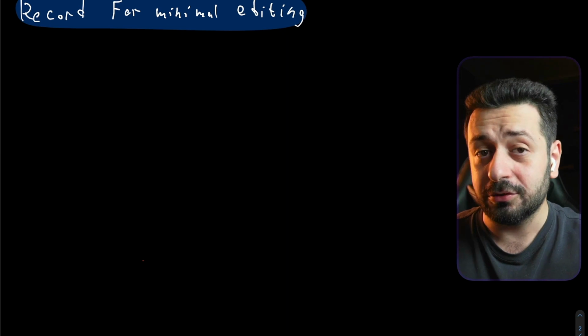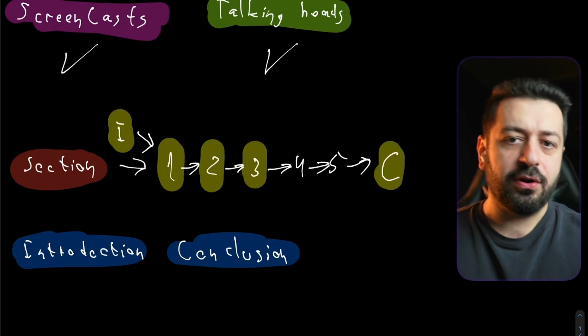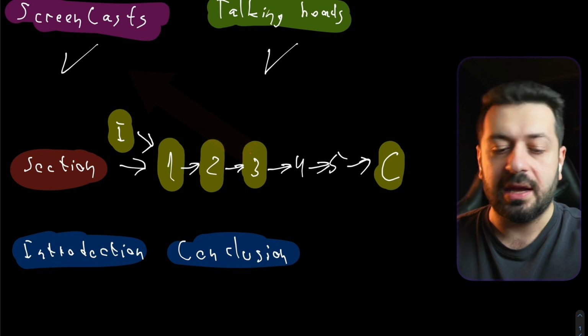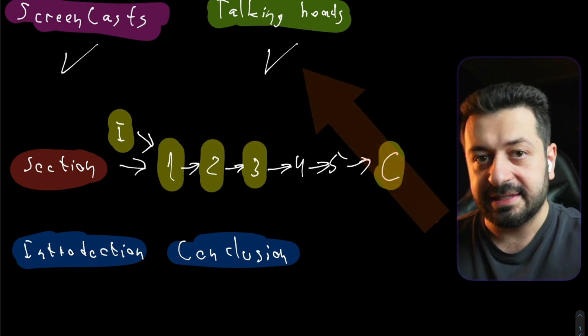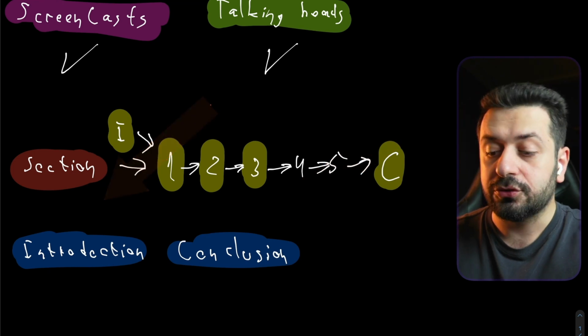Basically, it's done in the recording. You need to be doing things like that. Don't worry, I'm going to be teaching you all this in the future lectures. So overall, the key takeaway is this. Start with the screencast, record the screencast first, then go to your talking heads, and at the end of the talking head recordings, record the conclusion and then record an introduction.